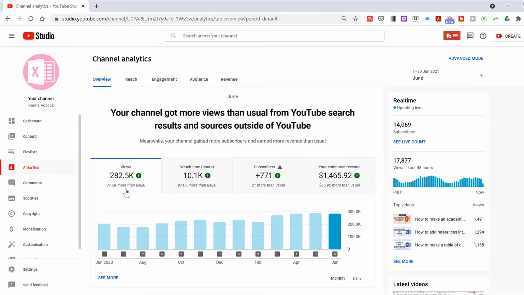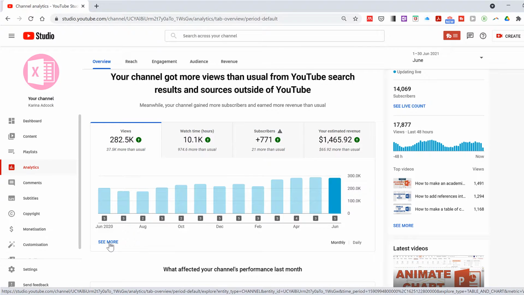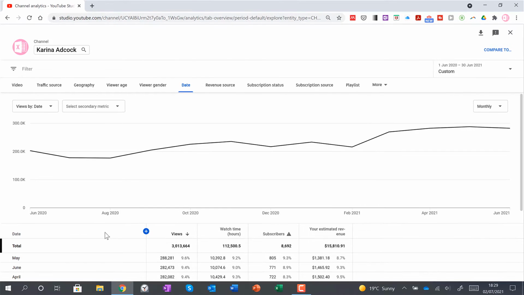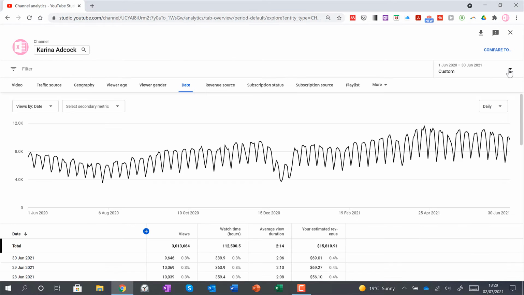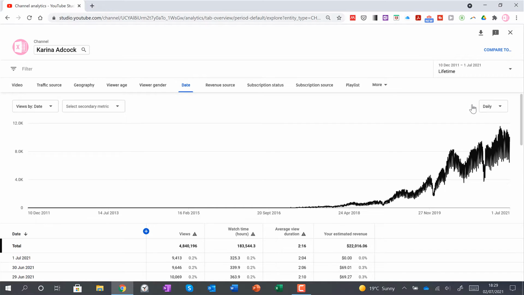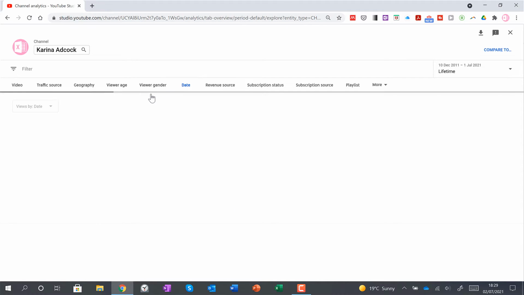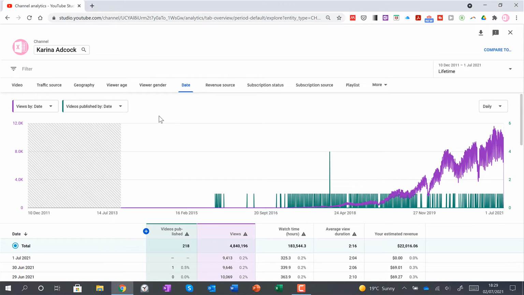And I want to start by looking at my views in more detail, so I'm going to go to See More, and then change the view here to Daily, and change the time period to Lifetime, and then add in a secondary metric, which will be the number of videos published. And now the number of views are in purple and the videos that I've made are in green.